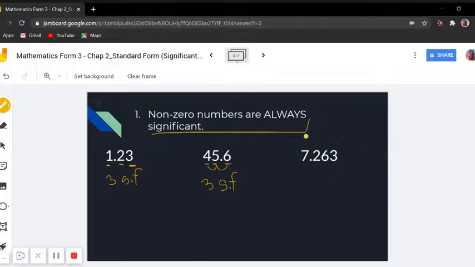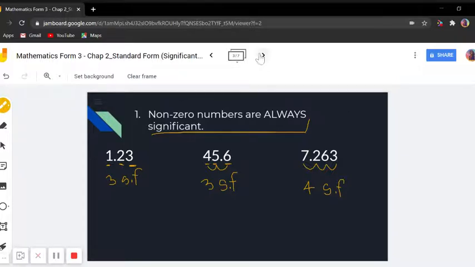Let's look at the third example here, 7.263. Is this considered a significant number? Yes, this is a significant number because we don't see any zero in here, right? It is only 7.263. So how many significant numbers are here? Let's count together: 1, 2, 3, and 4. Four significant figures. Alright, I hope you understand the first rule because this one is quite direct and easy.